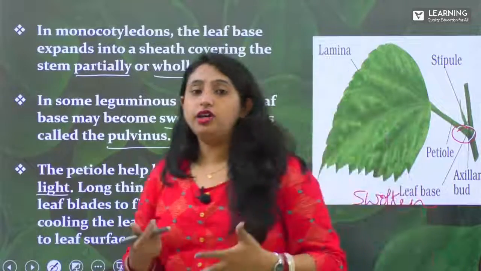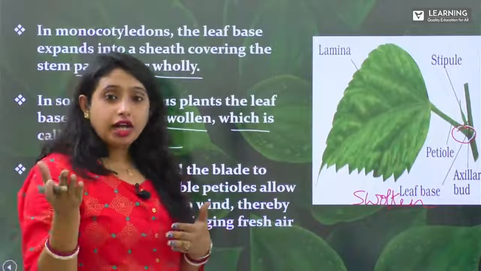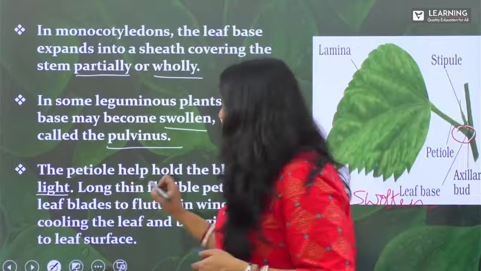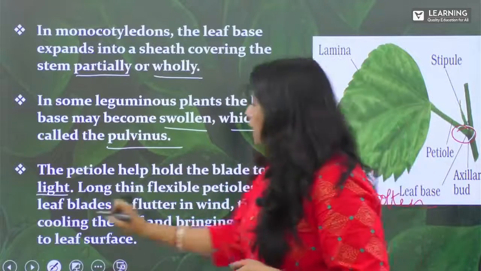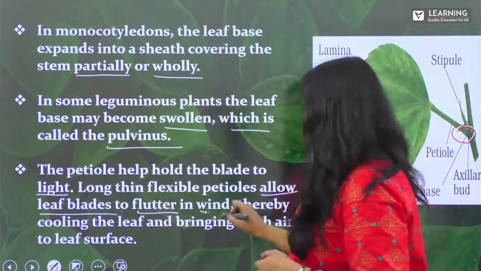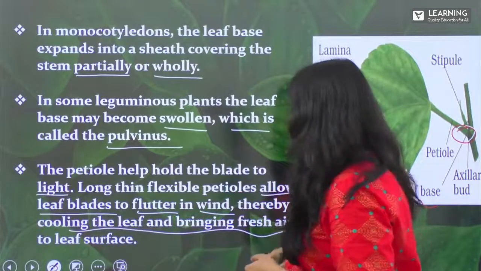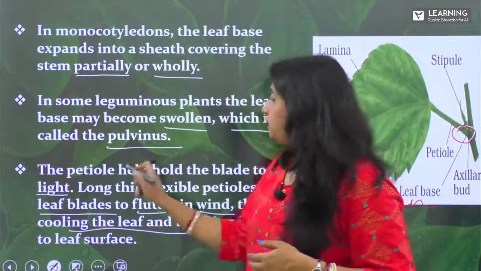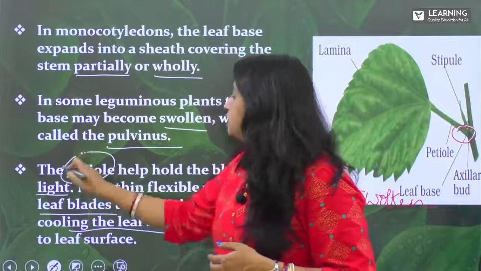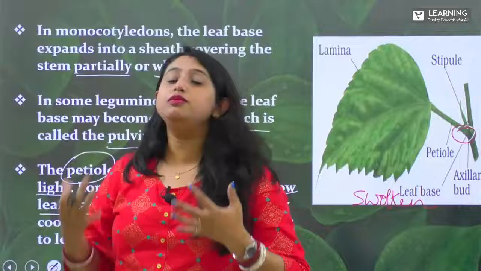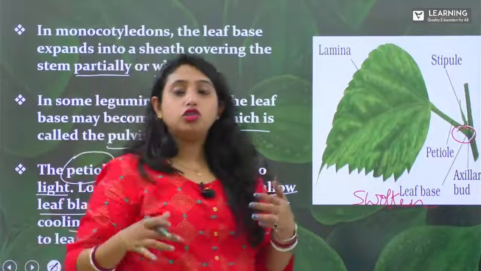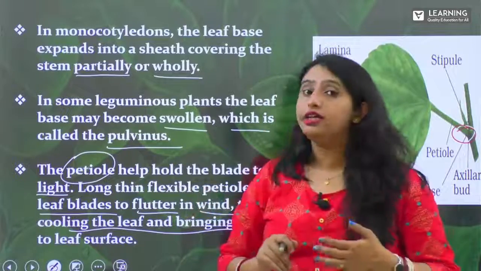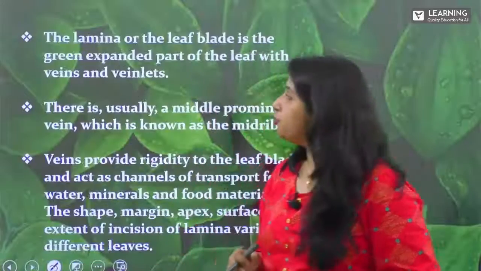All right. The petiole helps to hold the blade to light. So what is the function of the petiole? As I have said, the petiole supports the leaf for the process of photosynthesis. Long, thin, flexible petioles allow the leaf blades to flutter in wind, thereby cooling the leaf and bringing fresh air to the leaf surface. So this is the function of the petiole: it helps in the process of photosynthesis, and it also helps the leaf to flutter in the wind.